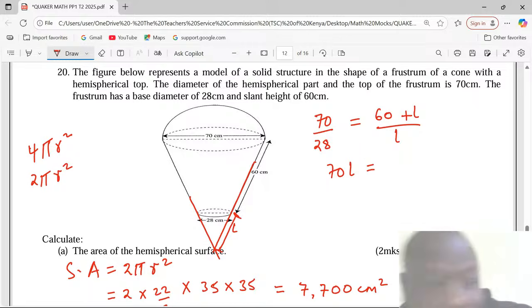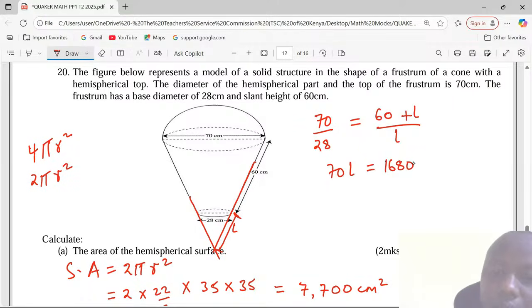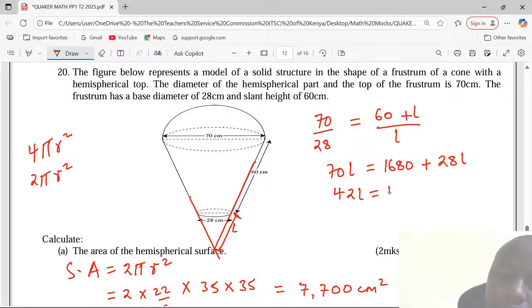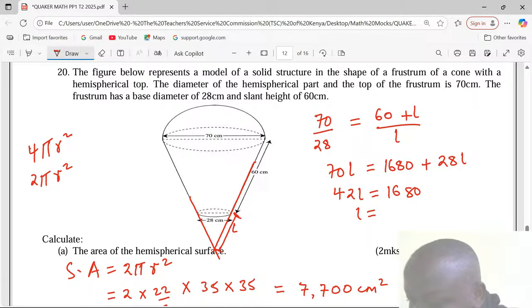This gives us exactly 1680. Yeah, 1680 plus 28L. We can group terms and take 70 minus 28. This gives us 42L equals 1680. So the value of small letter L is going to be 1680 over 42. I'm getting exactly 40.